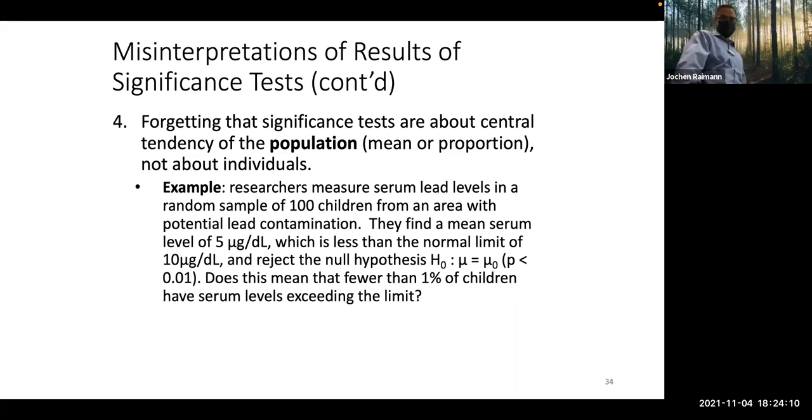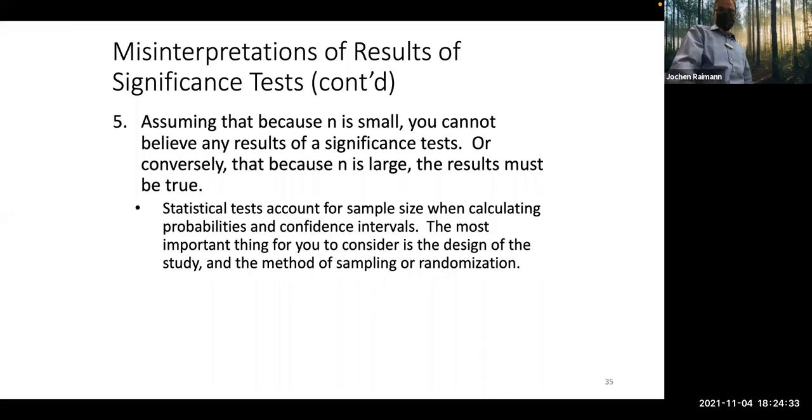So if you have a p-value smaller than 1%, I hope this is clear, this does not mean that fewer than 1% of children have serum levels exceeding the limit. So it's a probability value. It has nothing to do with an actual score occurring or an actual result occurring. It's not a proportion, it's a probability.